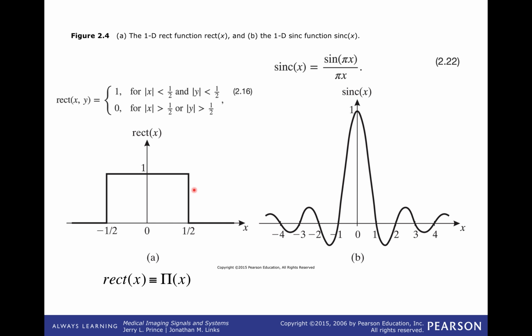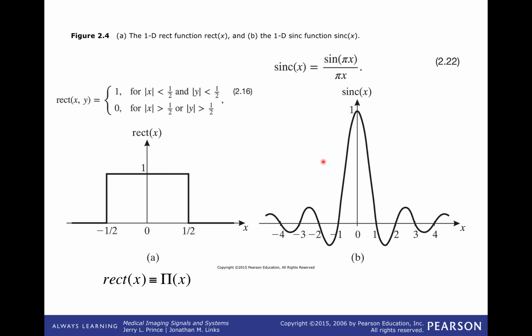So the Fourier transform of this thing is this. The Fourier transform of this thing is this. Those two are called conjugate pairs, and you're going to use this a lot. The Fourier transform of a rect function. And so what does that mean again?